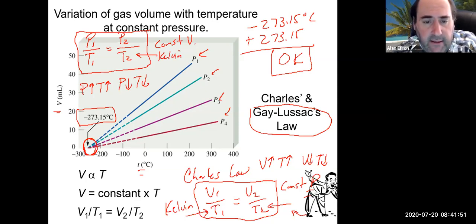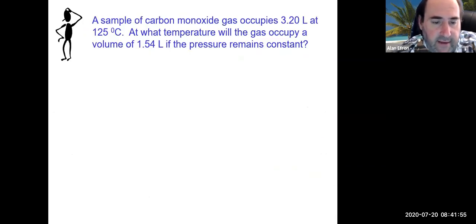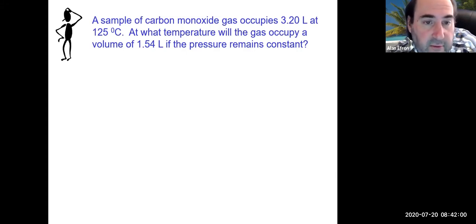All right, so let's take a look at one. Why don't you give that a try? A sample of carbon monoxide occupies 3.2 liters at 125. What temperature will the gas be at 1.54? See what you come up with.